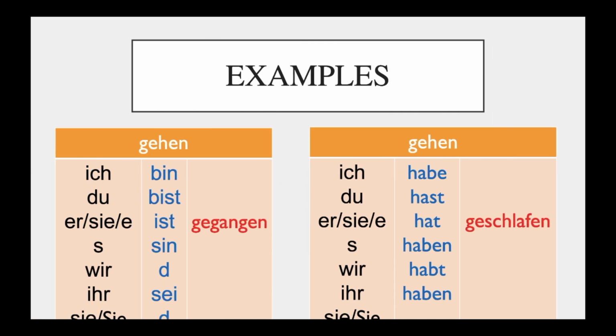Gehen uses the helping verb sein, therefore you will say ich bin, and then you add for gehen, gegangen. That's the irregular past participle for gehen, and you only need to know it once. So ich bin gegangen, I have been, or have gone, or I went. It depends on the context. Ich habe geschlafen, I slept.